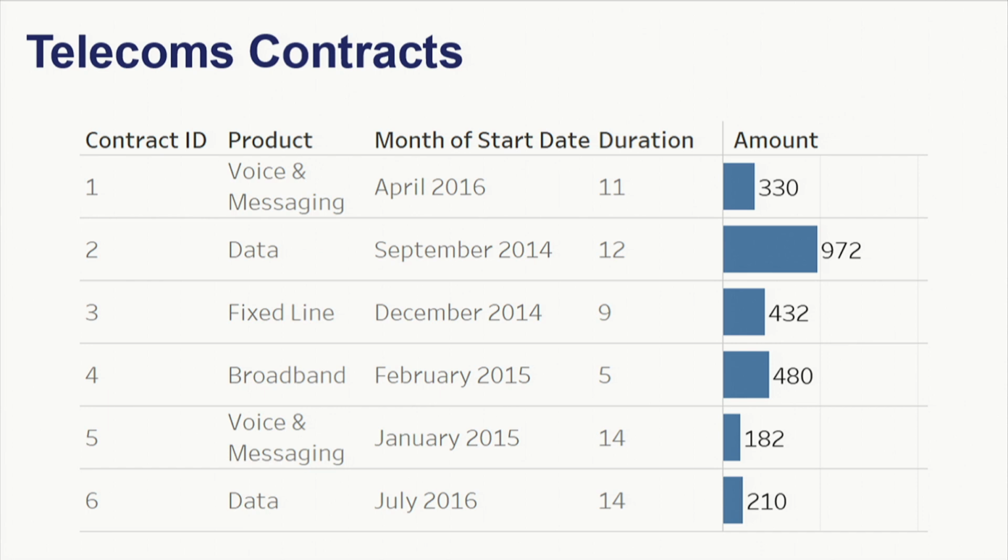And this data set looks at telecoms contracts, where each row in the data set corresponds to a unique contract ID. So we have information about what product was sold, kind of which bundle, when the contract started, how long that contract lasts for, and then the total contract value. And there's nothing wrong with this data set. That's one of the key takeaways here, is there's nothing wrong with this. You can still do some analysis.